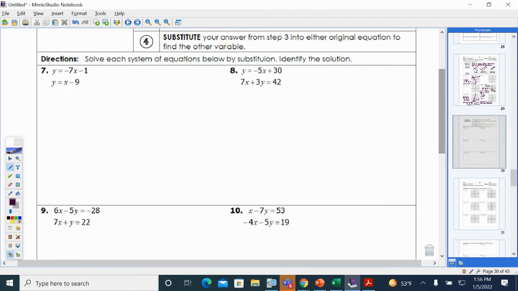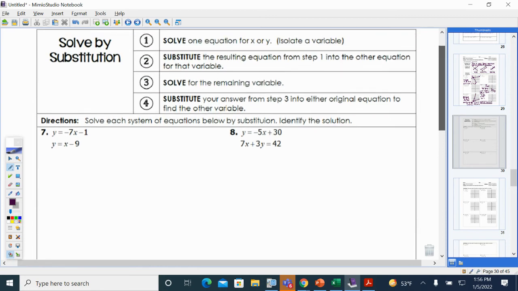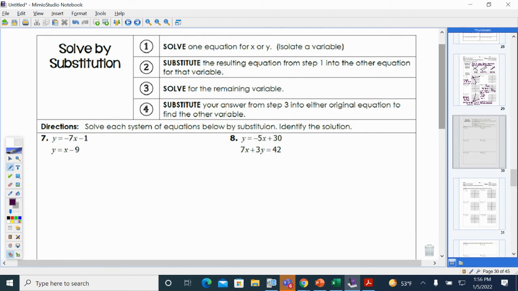Number 8 says y equals -5x plus 30 and 7x plus 3y is equal to 42. The first equation is already set up for us. If you look at step number 1, it says to solve one equation for either x or y. The first equation already says y equals, so I'm going to use that to my advantage. And I'm going to substitute -5x plus 30 in for y in the other equation. So instead of saying 7x plus 3y, it's now going to say 7x plus 3 times -5x plus 30 equals the 42. And what you'll do is you'll go ahead and solve this.